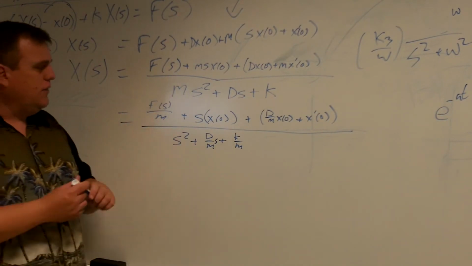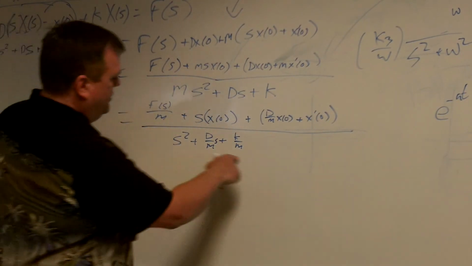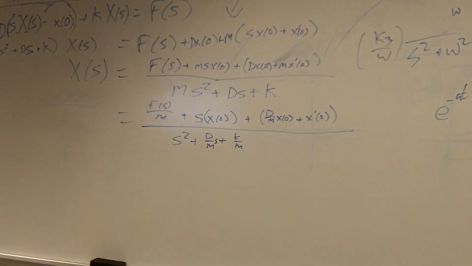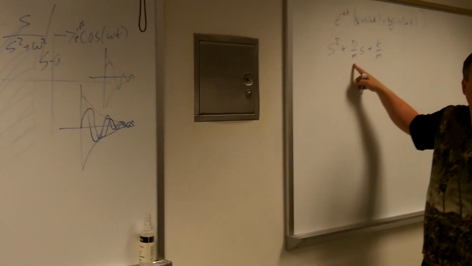So if you want to think about it in this way, let's take that original bottom, which is s squared plus d over m times s plus k over m. If I want to complete the square on this, how do I do that? Well, I assume that this is equal to the middle.